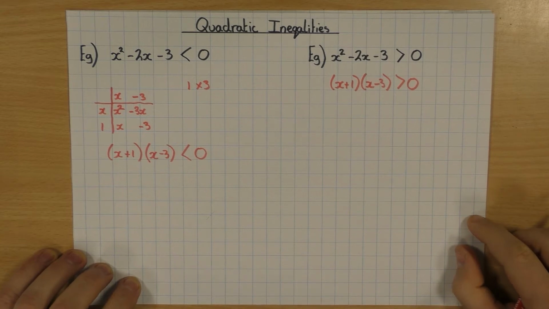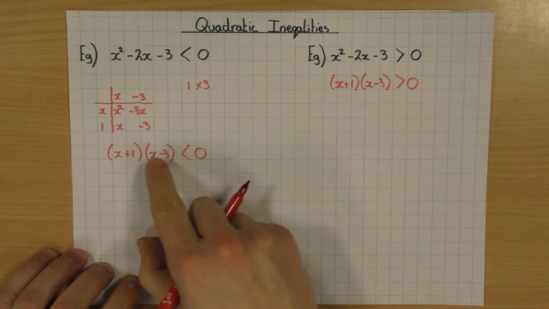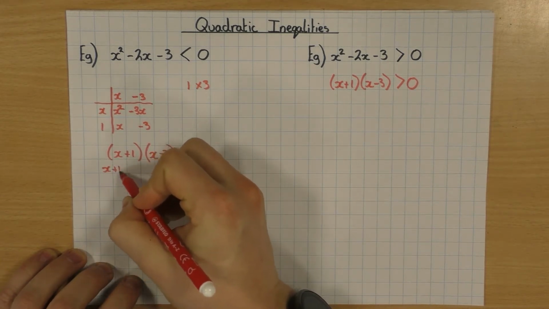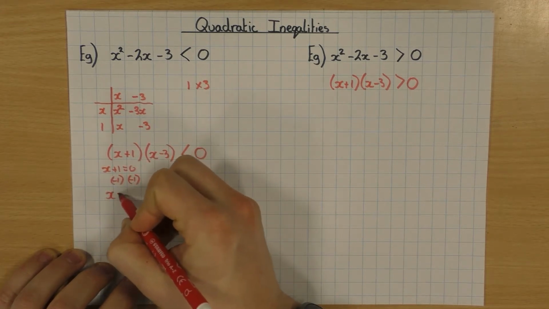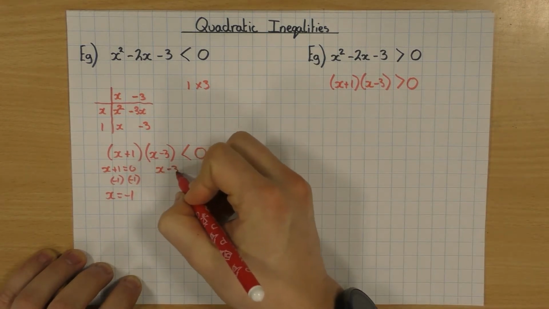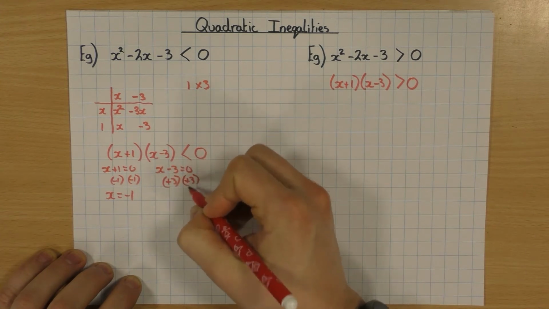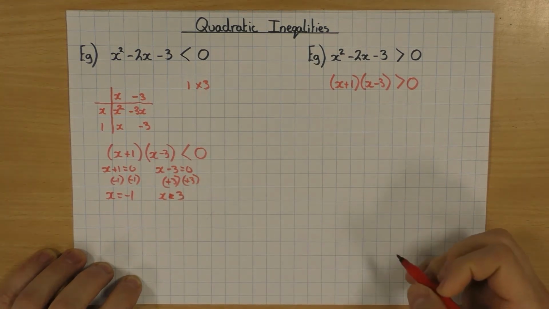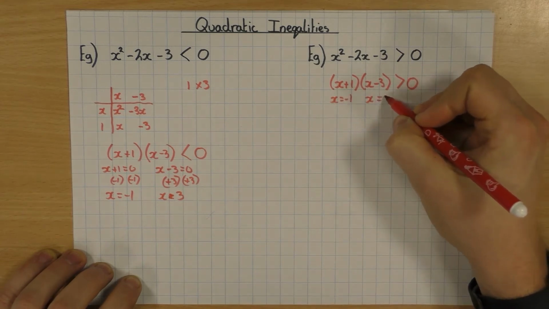Once you've done that, just like we did when solving quadratics, we would then work out what x needs to be to make this bracket 0, and what x needs to be to make this bracket 0. So set it equal to 0, and then just solve it by minusing 1 from both sides. So x is minus 1, and this one here, set that equal to 0, plus 3 to both sides. So I have x equals 3 as well. Same thing over here. So x would be minus 1 and x would be 3.